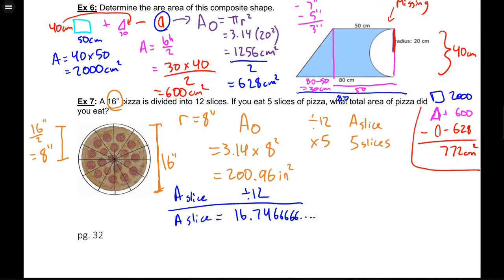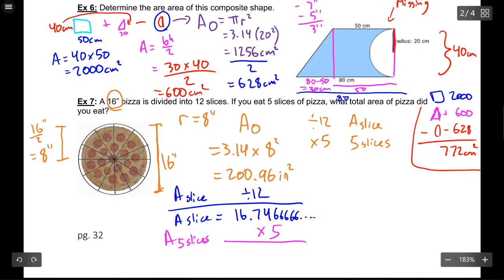I know about rounding. I'm not going to round this. I'm just going to keep this in my calculator display. I'm just going to round in the very last step to make sure that I'm rounding accurately and correctly. Because our next thing, we need the area of 5 slices. It's a 5, not an S. So the area of 5 slices, we are going to multiply by 5. And when you multiply that number by 5, you get 83.7333 and so on, which rounded to the nearest tenth is your final answer.